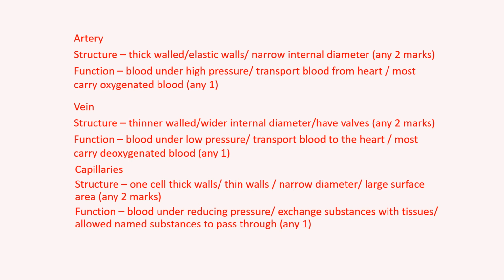You could have put that arteries have a narrow diameter, whereas veins have a wide diameter in their channel, or capillaries have a narrow diameter. You could have put that the function of arteries is to transport blood away from the heart, the function of veins is to transport blood towards the heart, and the function of capillaries is for the exchange of substances at tissues. And you could have put that the blood is carried under high pressure in an artery, it's carried under a low pressure in a vein, and it is carried under a reducing pressure in capillaries.